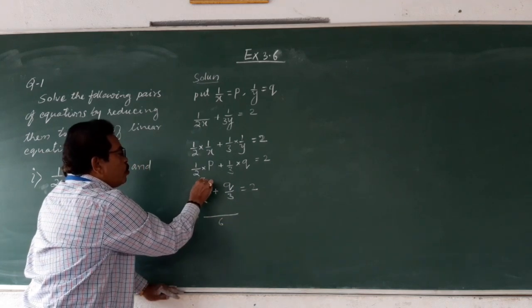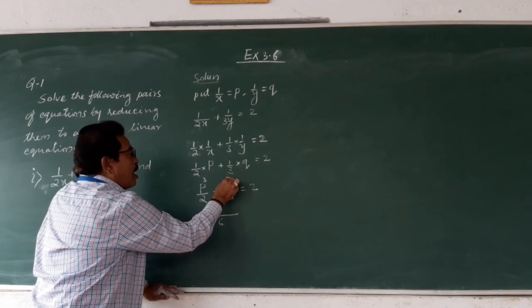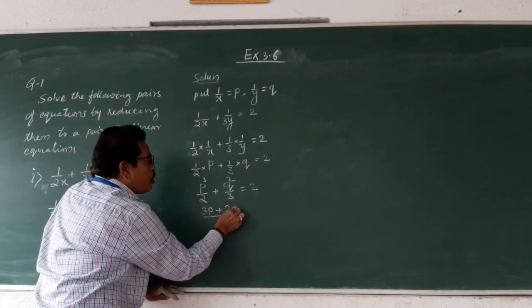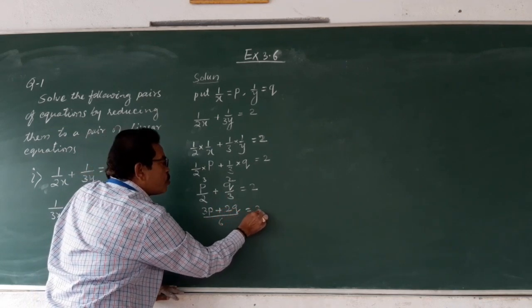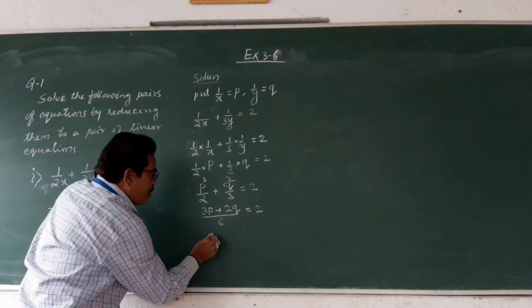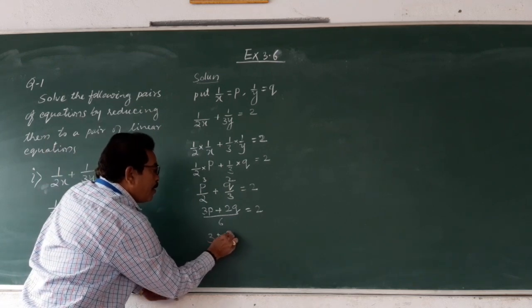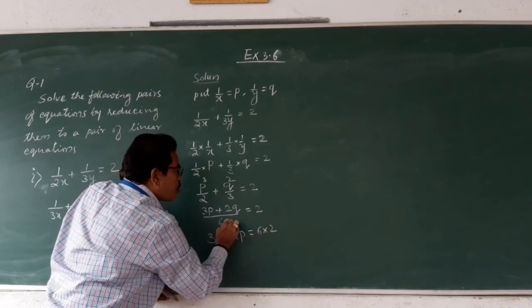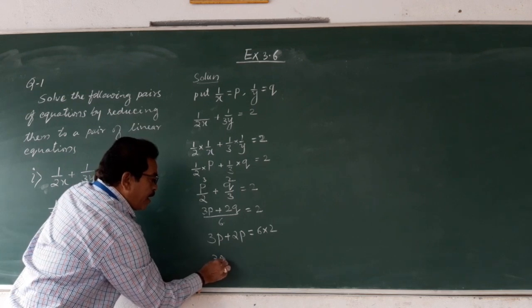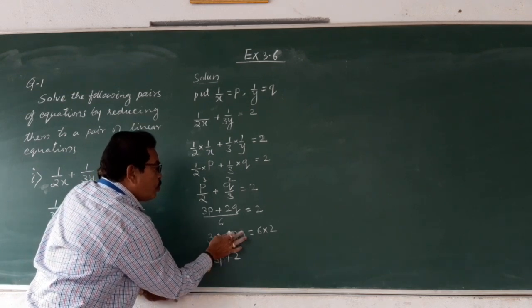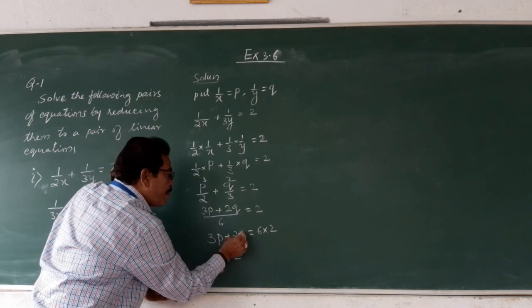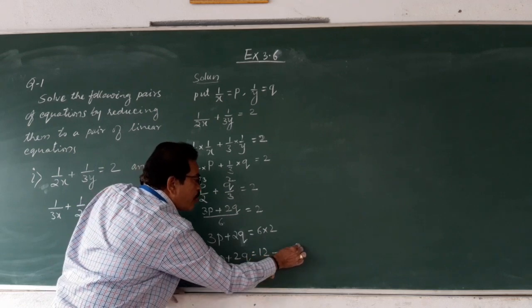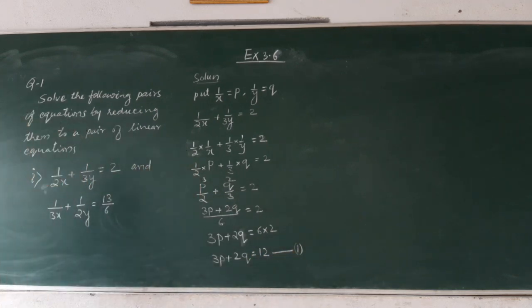Then 3p plus 2q equals 6 into 2, cross multiplication. So 3p plus 2q equals 12. This one is the first equation.